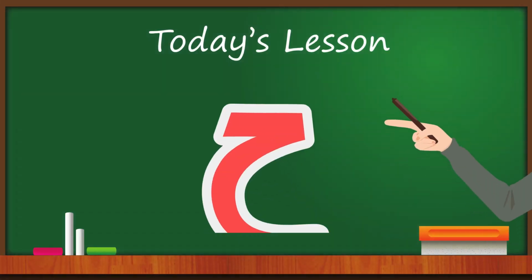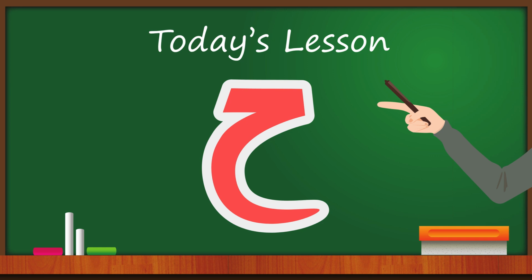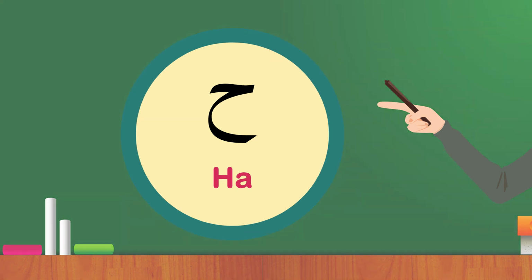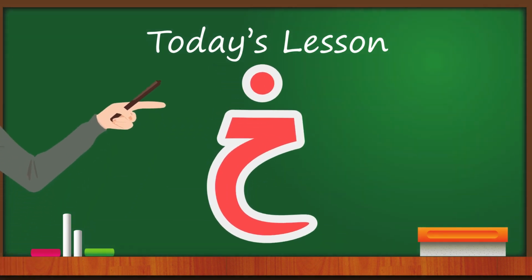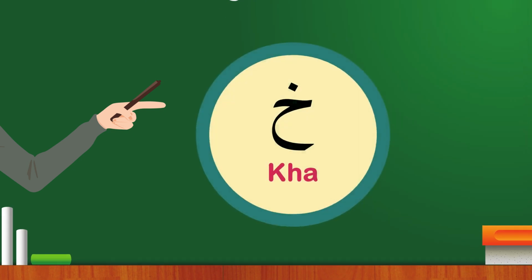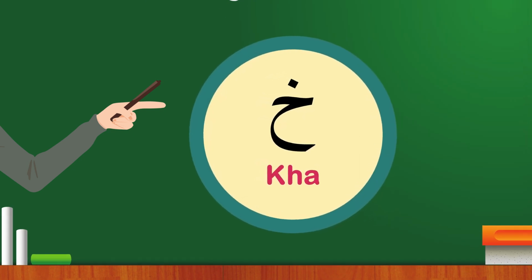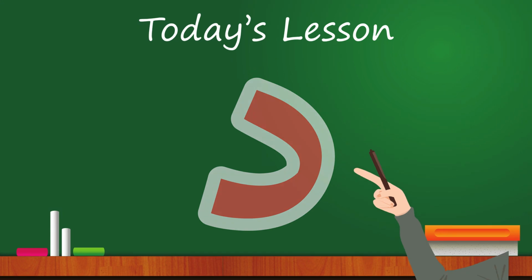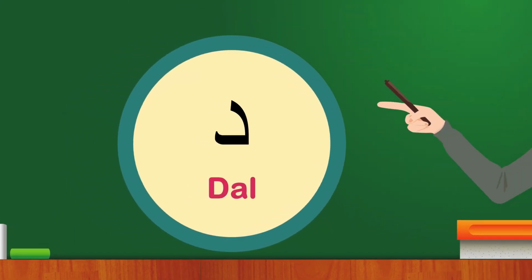Jeem. This is Ha. Can you say Ha with me? Ha. Kho. Can you say kho with me? Kho. This is Dal. Can you say Dal with me?